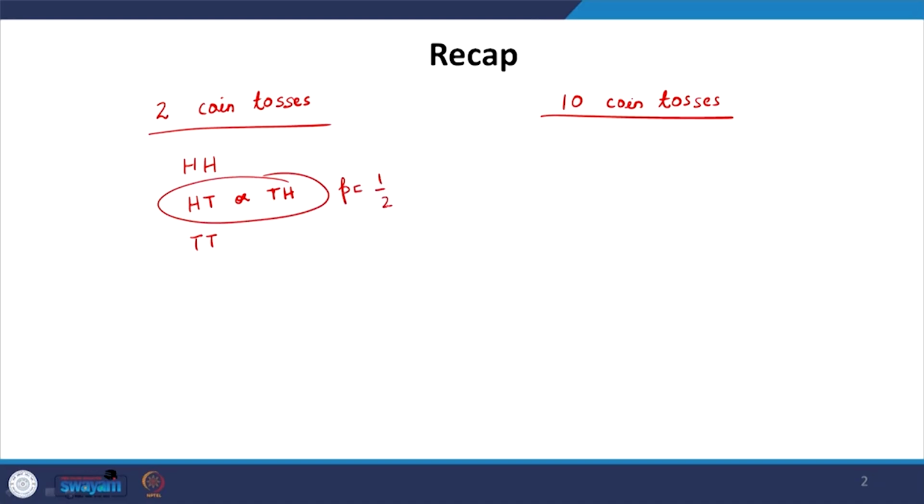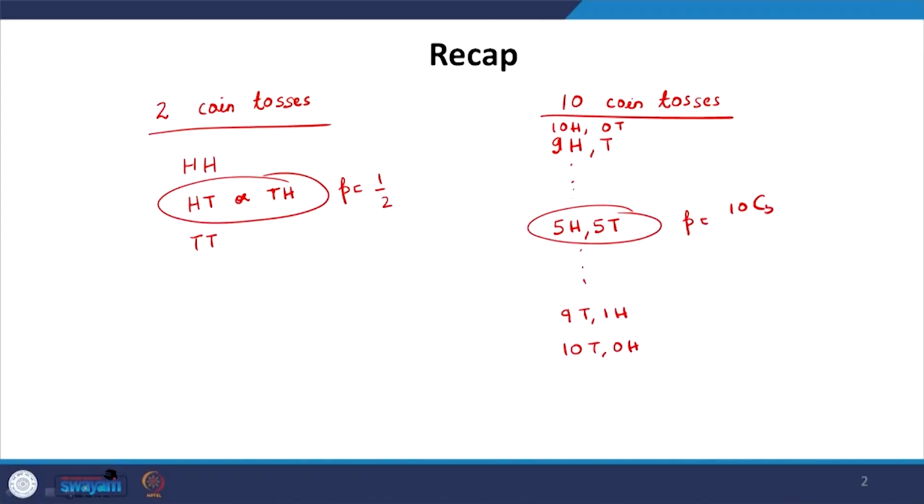For 10 tosses, the number of possibilities increases. So, we can have 9 heads, 1 tail, 10 heads, 0 tails, 5 heads, 5 tails, and again the order is not important here, it can be any 5 out of the 10. And similarly 9 tails and 1 head, or 10 tails and 0 heads. And we said the number of ways for this to happen is much lesser in comparison to the total number of ways, and the probability of this is 10C5 by 2 to the power 10.